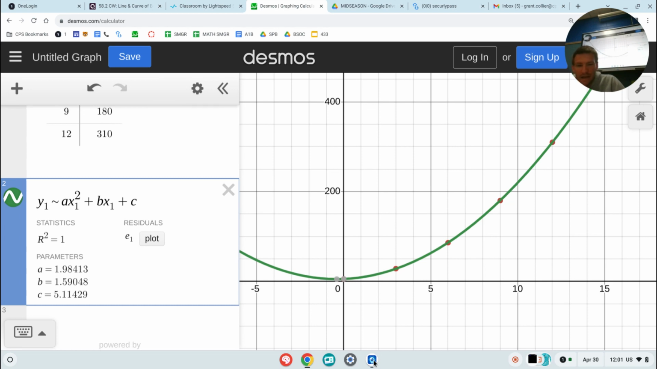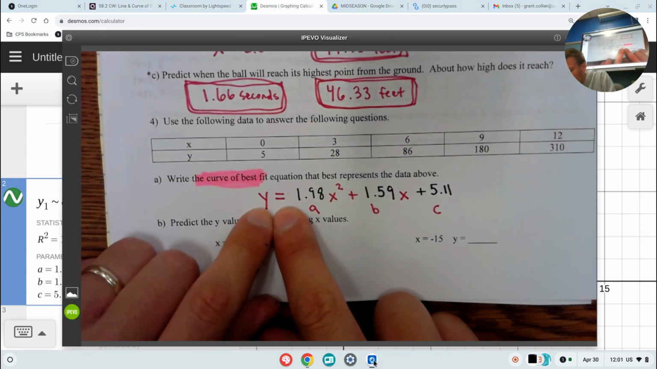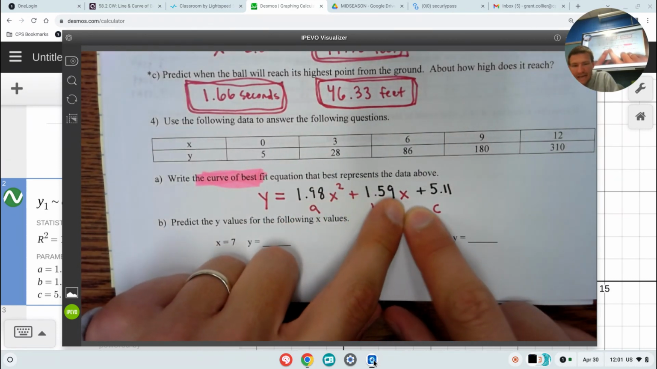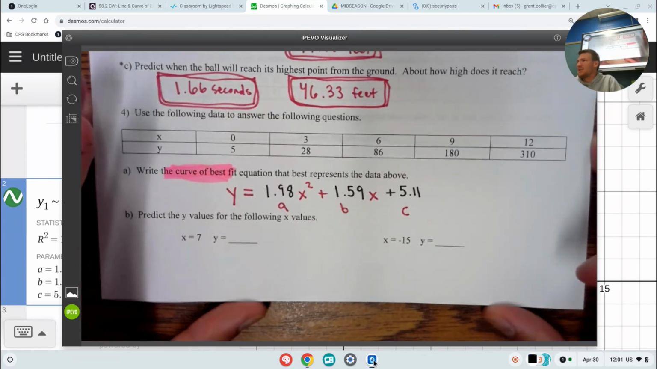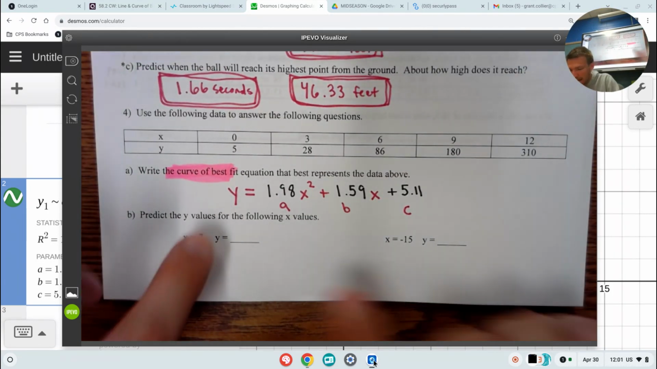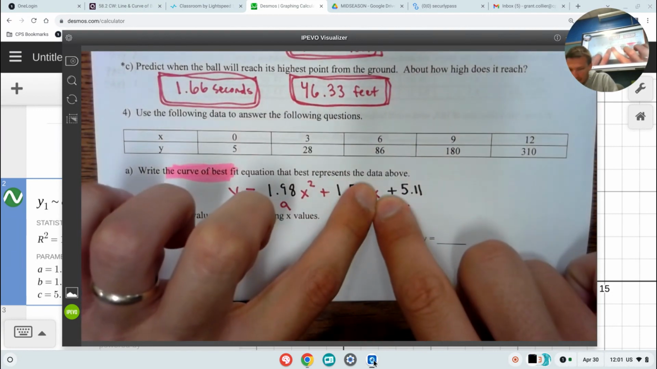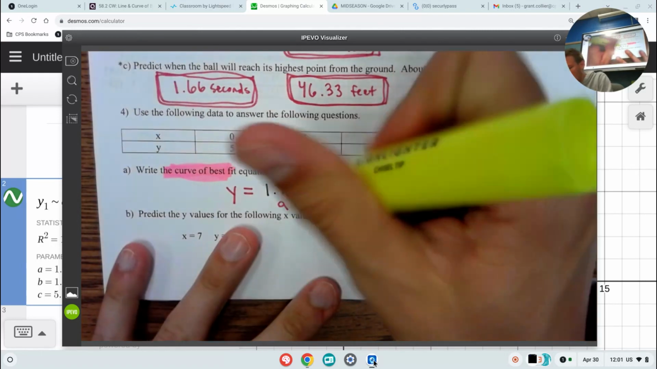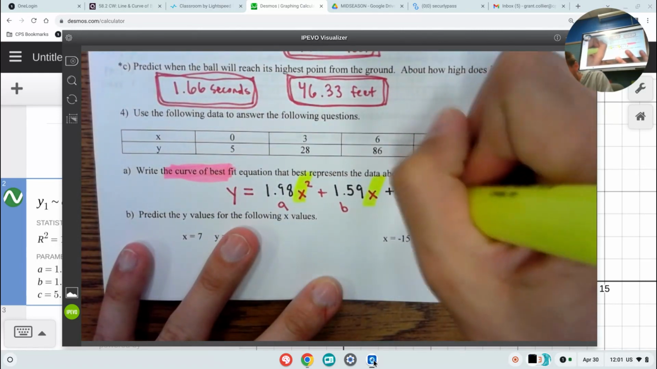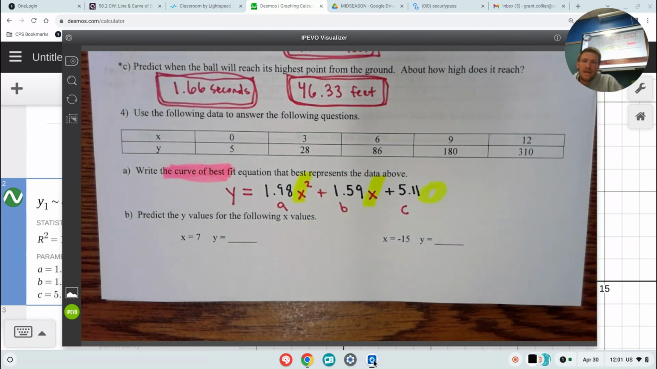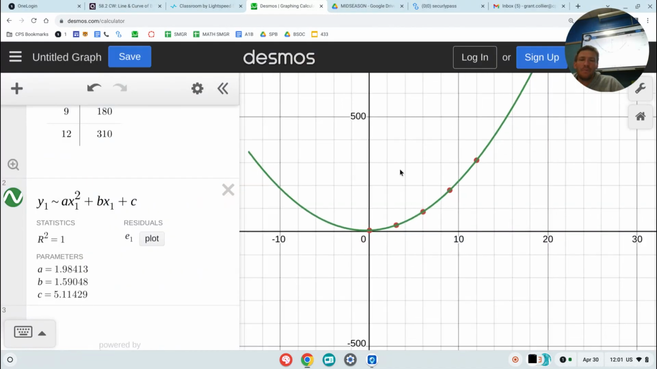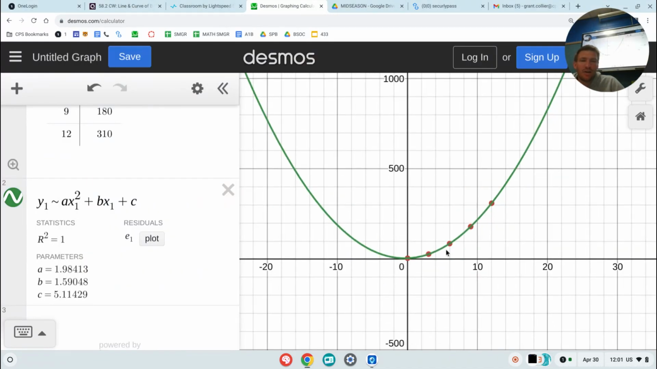And so here's the equation that I got. Y equals 1.98x squared plus 1.59x plus 5.11. Make sure no ones, right? There's not a little 1, there's not a little 1, there's not a little 1. Make sure no squiggly line. Make sure you got x squared, x, no x. And now, we still haven't made any money yet, but now we're all set up. We have this beautiful graph that goes through the dots. We can predict anything we want.